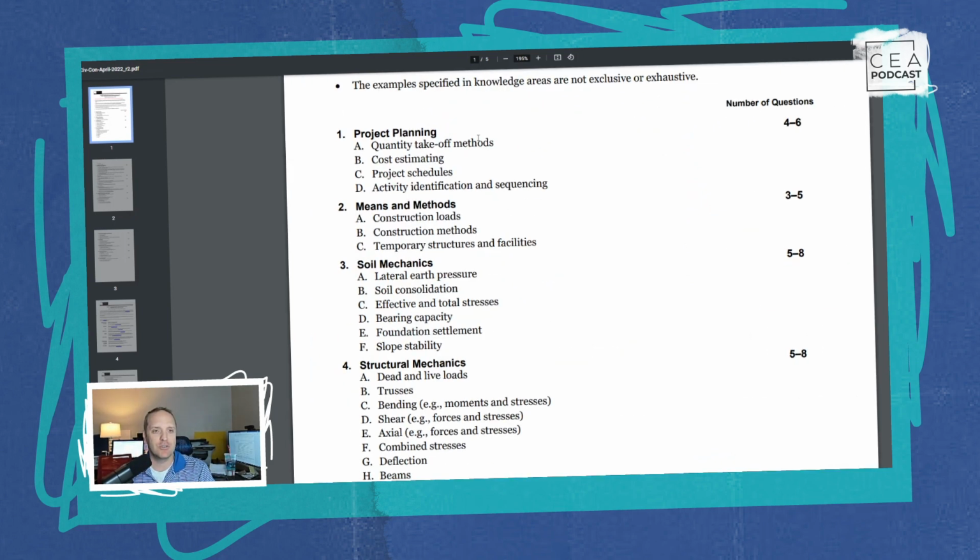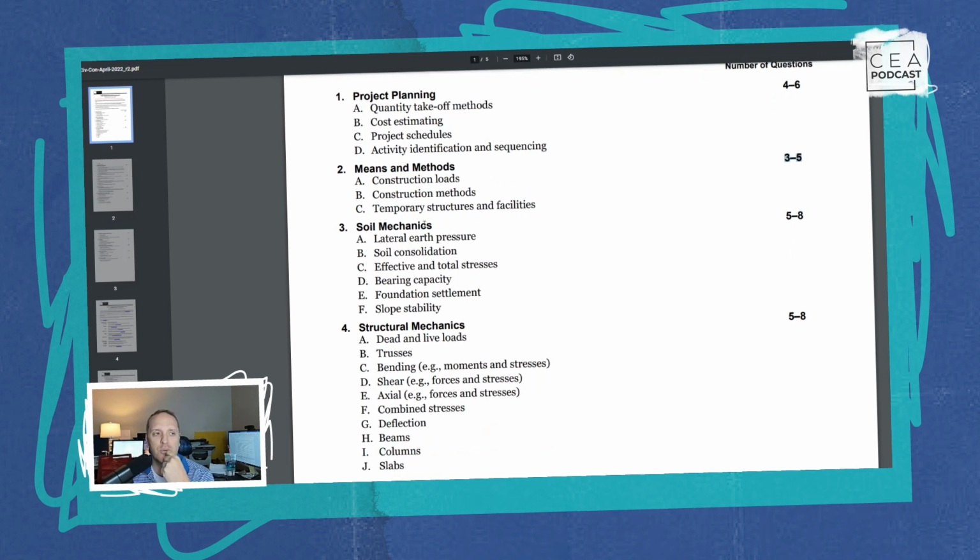All right, let's get a little closer here. So project planning, we're going to be dealing with quantity takeoff methods, cost estimating, project schedules, and activity identification and sequencing. You will have 4 to 6 questions related to that topic. The second one is means and methods, and that's construction loads, construction methods, as well as temporary structures. So 3 to 5 questions there. Third one is soil mechanics, dealing with lateral pressures, soil consolidation, effective and total stresses, bearing capacities, foundation settlement, and slope stability. 5 to 8 questions on that guy.